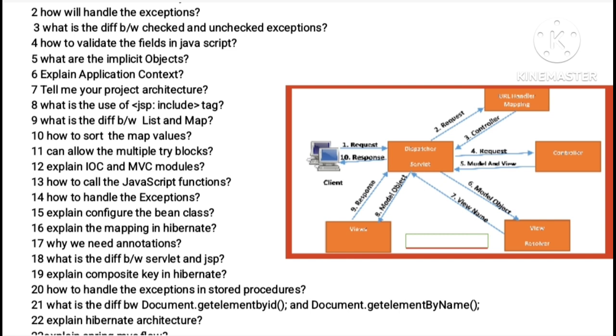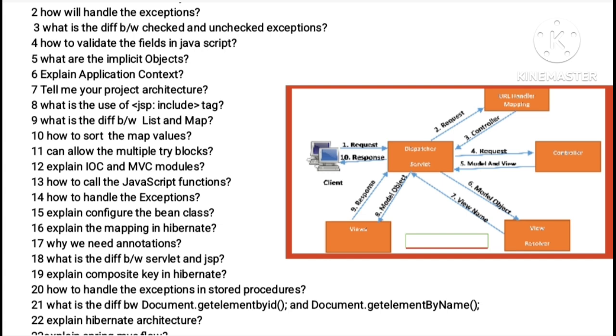Explain IOC and MVC modules. How to call JavaScript functions? How to handle the exceptions? Explain how to configure the bean class. Explain the mapping in Hibernate. Why do we need annotations? What is the difference between servlet and JSP? Explain composite key in Hibernate. How to handle exceptions in a stored procedure. What is the difference between get by id and load by name?